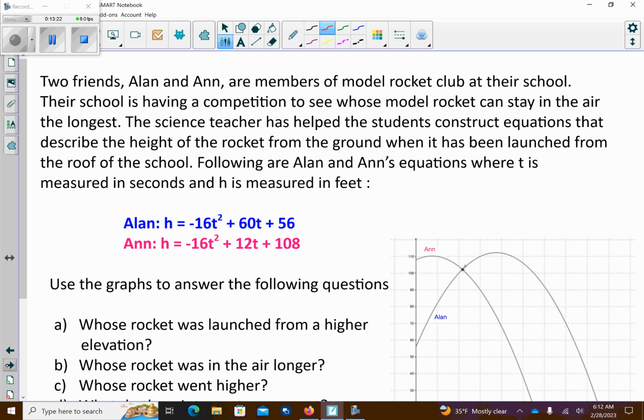This is just a word problem. I'm not going to worry about this as a problem to work on.